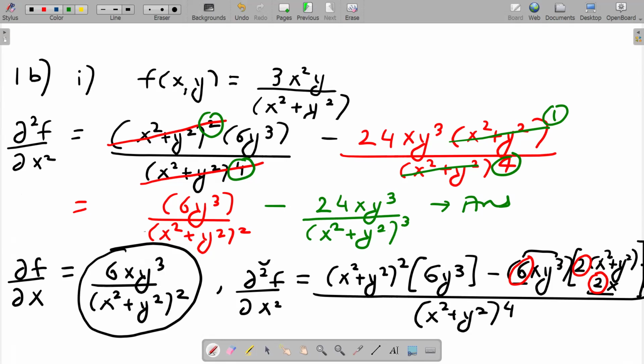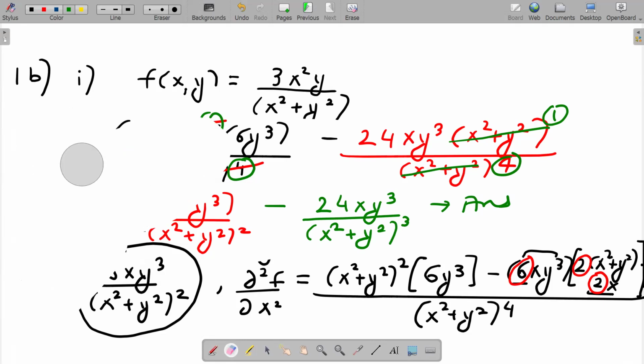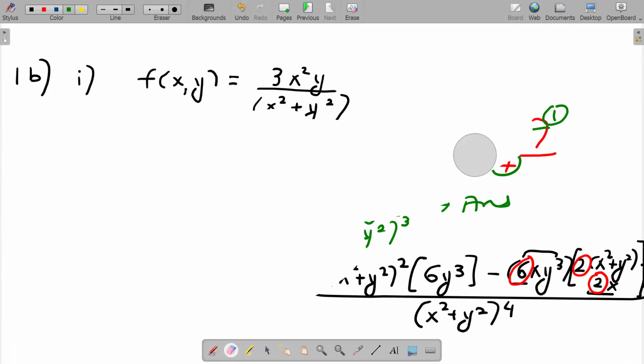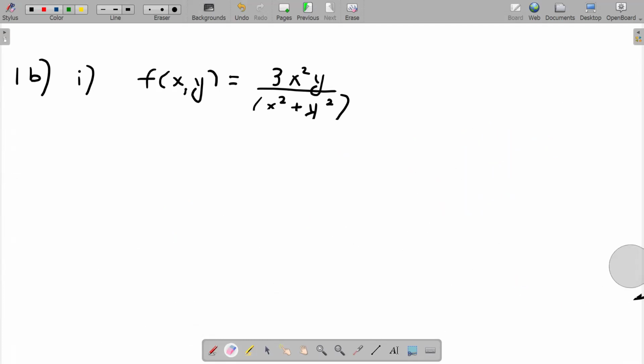Now, on similar lines, students can solve for del f by del y and del square f by del y square. I will not waste time on that because you have understood the process, but I can write the answers for you. Students who are watching this lesson, please solve del f by del y and del square f by del y square on your own.